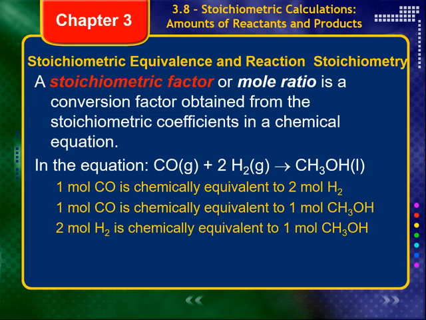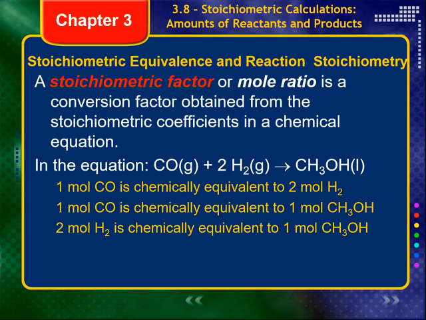So talking about stoichiometry, a stoichiometric factor or mole ratio is a conversion factor obtained from the stoichiometric coefficients in a chemical equation. Now I'm going, whoop, a little technical difficulty with the microphone. Okay, all right. I'm going to use the term mole ratio. I'm not going to use the term stoichiometric factor. Some instructors do, some textbooks do, but for the most part, we're going to stick with mole ratio. But it's a conversion factor.